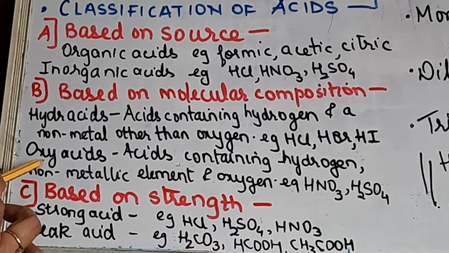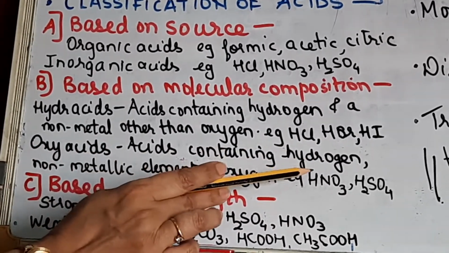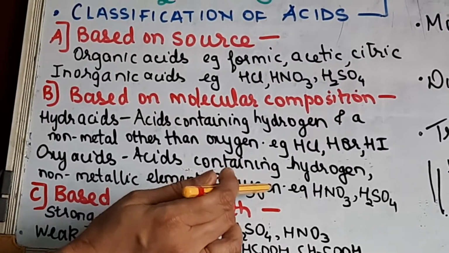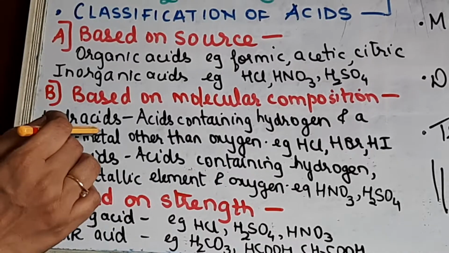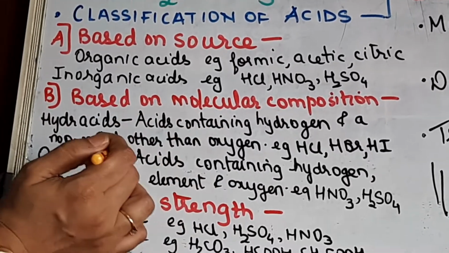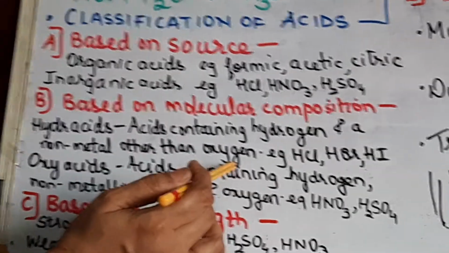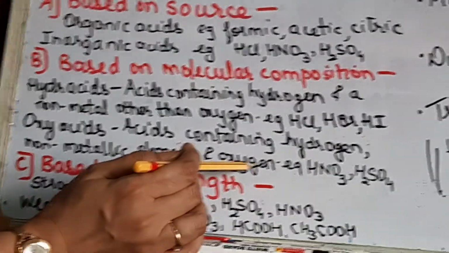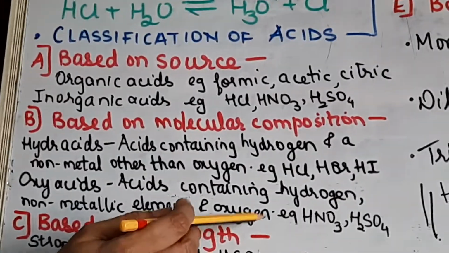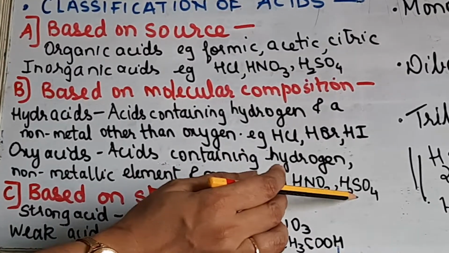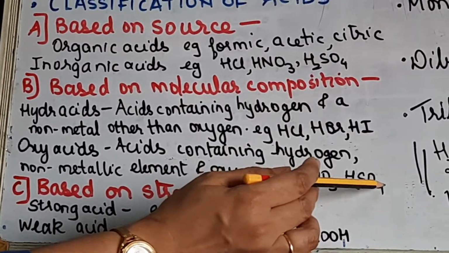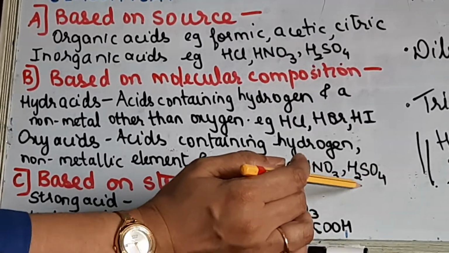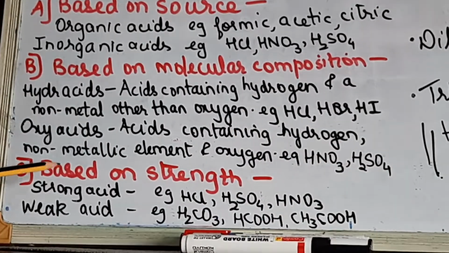And oxy acids are acids containing hydrogen, a non-metallic element and oxygen. So three things will be there here, whereas in hydra acids there are only two, hydrogen and a non-metallic element other than oxygen. But this will have hydrogen, a non-metallic element as well as oxygen. So oxy acids are nitric acid, sulfuric acid, and phosphoric acid, H3PO4, also becomes an oxy acid. Clear? Okay.